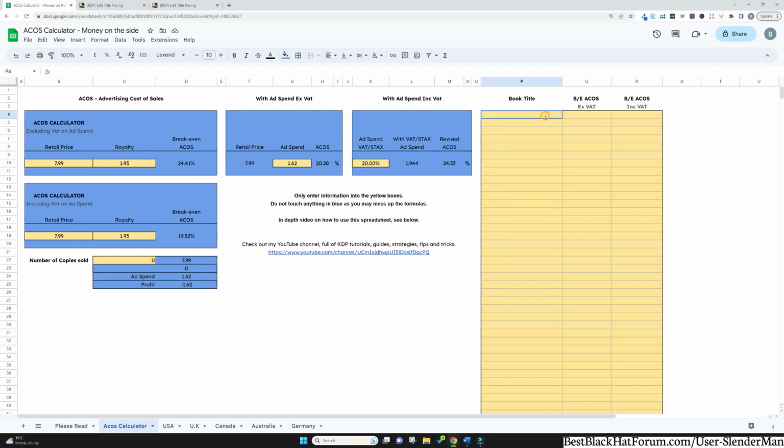Okay, so let me just show you an example. Fishing logbook, blue. Break-even ACOS without tax would be 24.41%. And with tax, it would be 19.52%. Okay, so you can go through all of your books and add them to this list, and then you will have it all in one place.